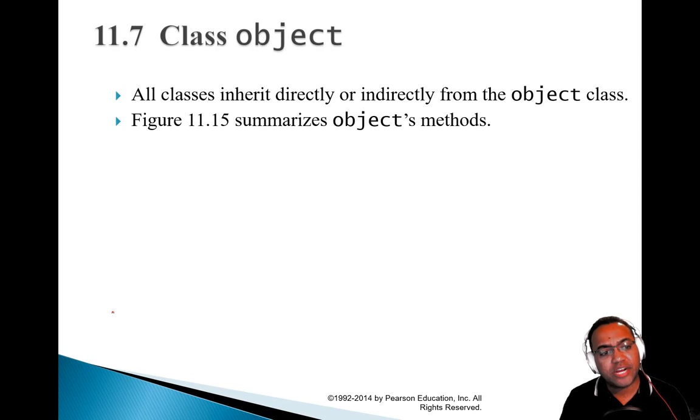And that's the way it should be. All classes inherit directly or indirectly from the object class. Remember, the object class's constructor will always fire, even if it's not being explicitly written.